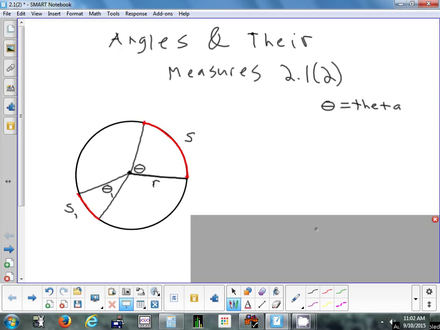makes an arc, and I've labeled that arc S. I drew another angle here, different size. Just called it theta 1 to give it a different name. And it has an arc connected with it. It's called arc S1. Any questions on that diagram? And R, of course, that's just the radius.